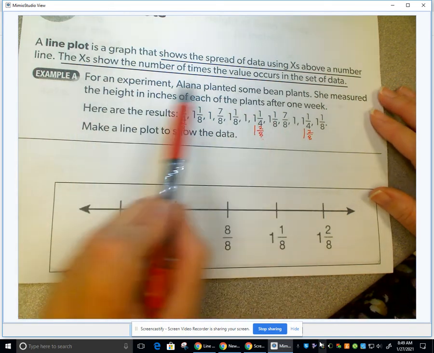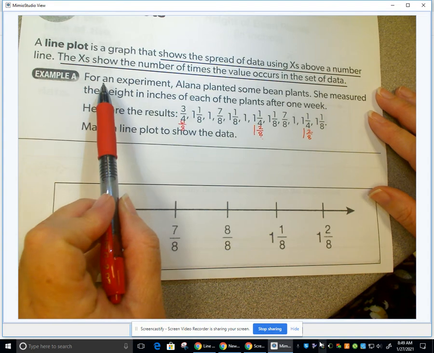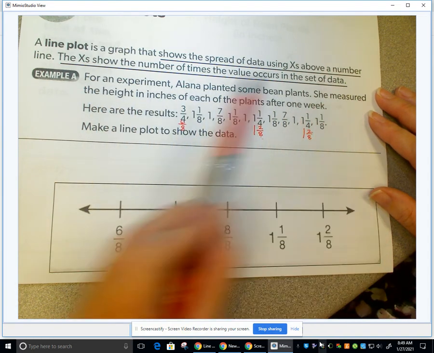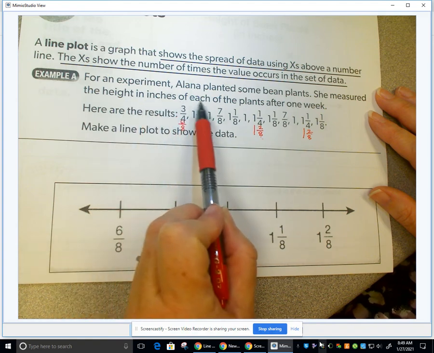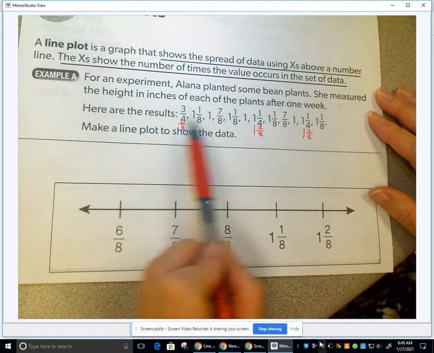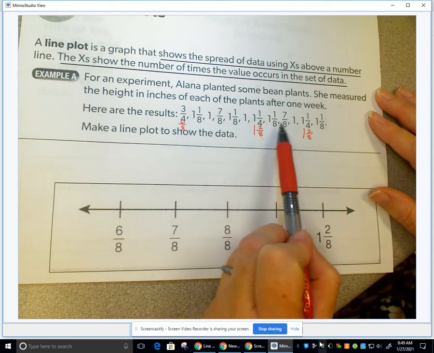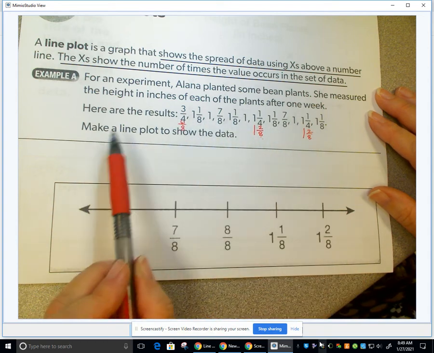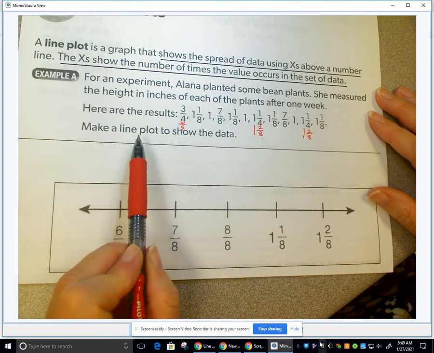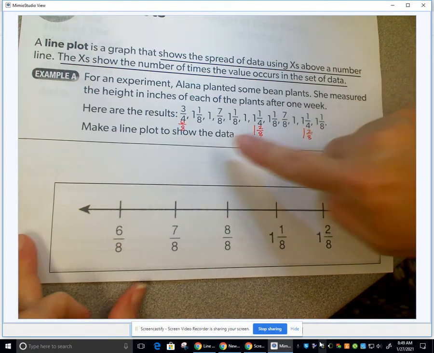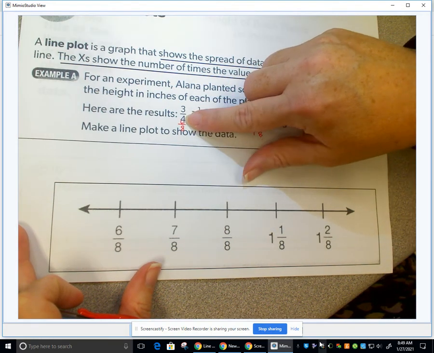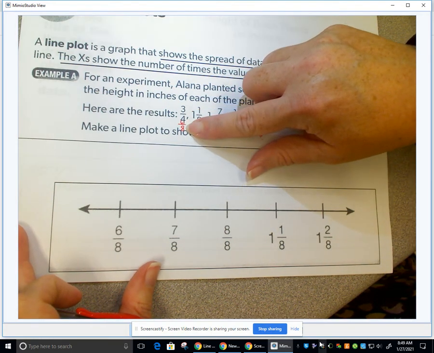Now, I guess I need to read what the experiment is. It says, for an experiment, Elena planted some bean plants. She measured the height in inches of each of the plants after 1 week. Here are the results. So here are the heights of her plants. Now, after we get common denominators, I'm going to make a line plot down here. We've got the common denominators of eighths. Now, I'm not plotting 3/4. I'm going to plot 6/8.